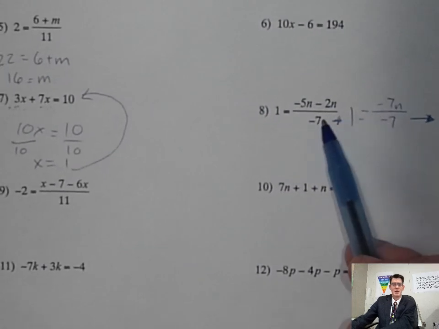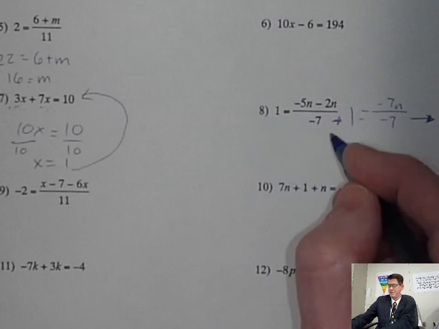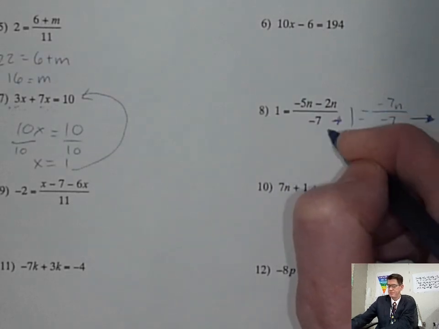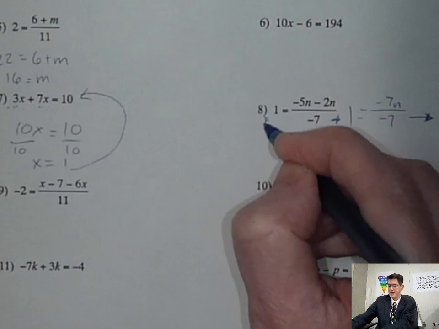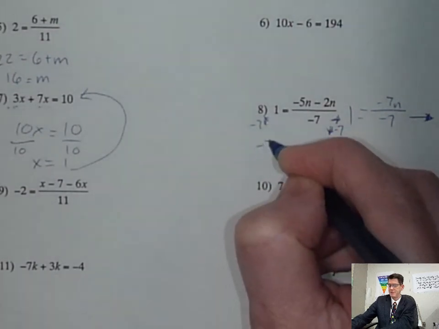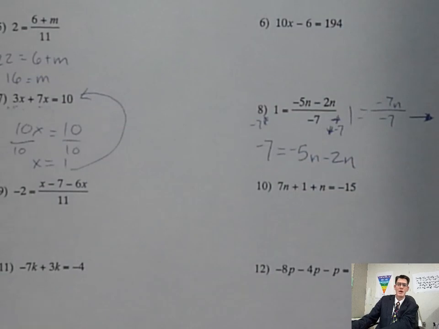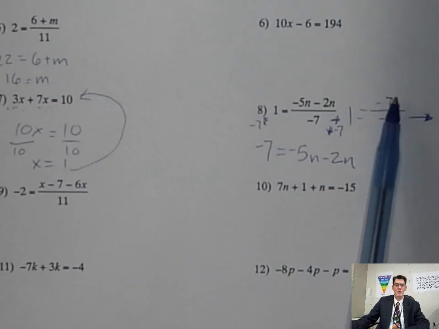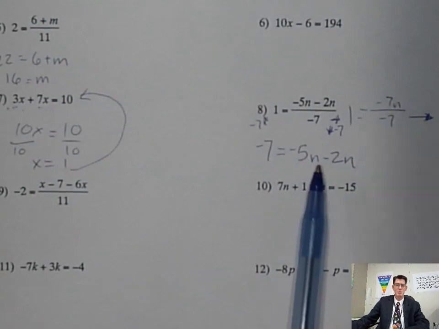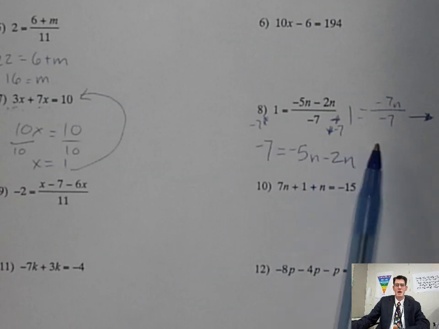But let's say I just multiplied by negative 7 first as my first step. Times by negative 7 and times by negative 7 to give me that negative 7 is negative 5n minus 2n. Either way you chose to do that, whichever of those steps you did as the first step is right. It's just a matter of getting to the n answer a different way.